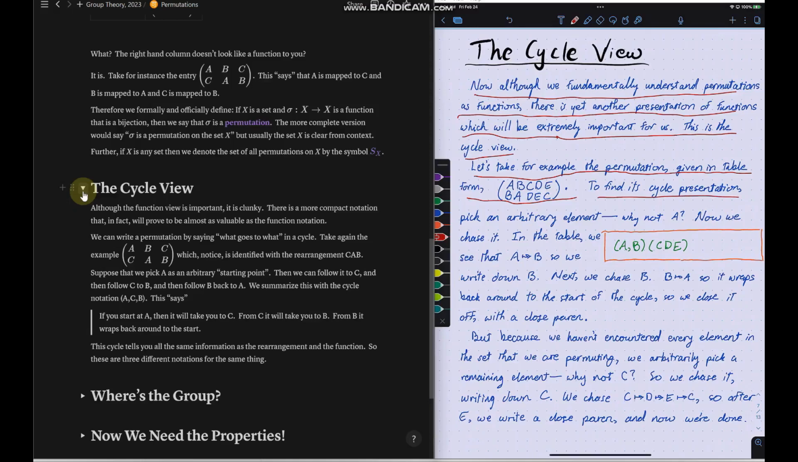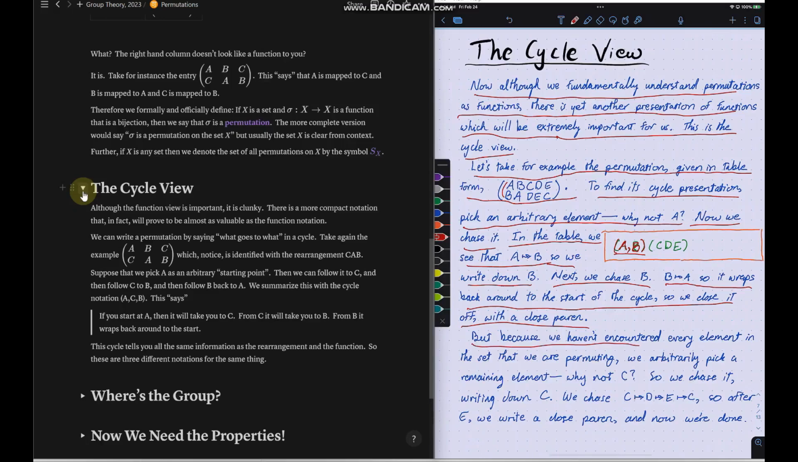To find its cycle presentation, pick an arbitrary element, why not A? Now we chase it. In the table, we see that A maps to B, so we write down B. That's this much so far in the cycle representation. Next, we chase B. B maps to A, so it wraps back around to the start of the cycle, so we close it off with a paren. So by now we've explained this part of the cycle representation.